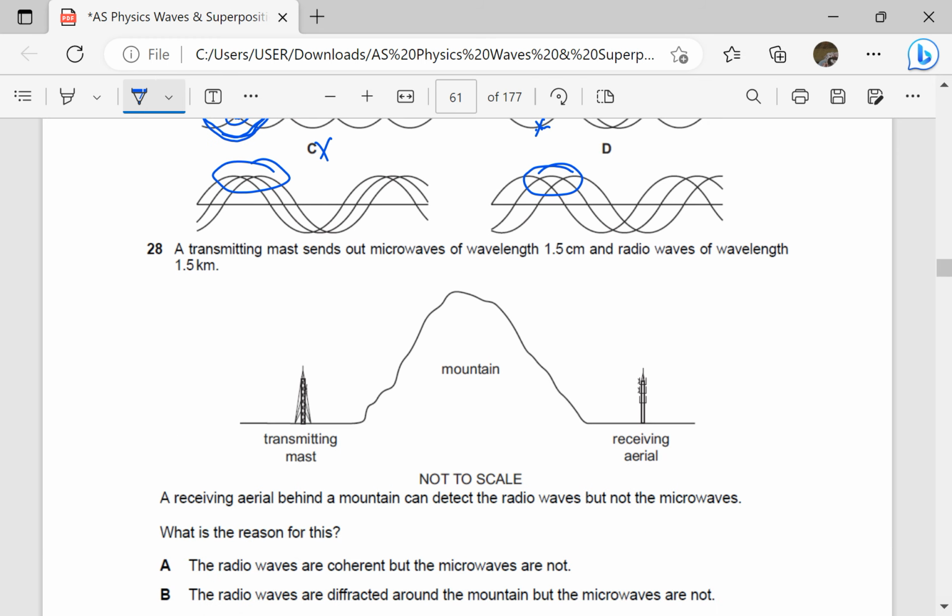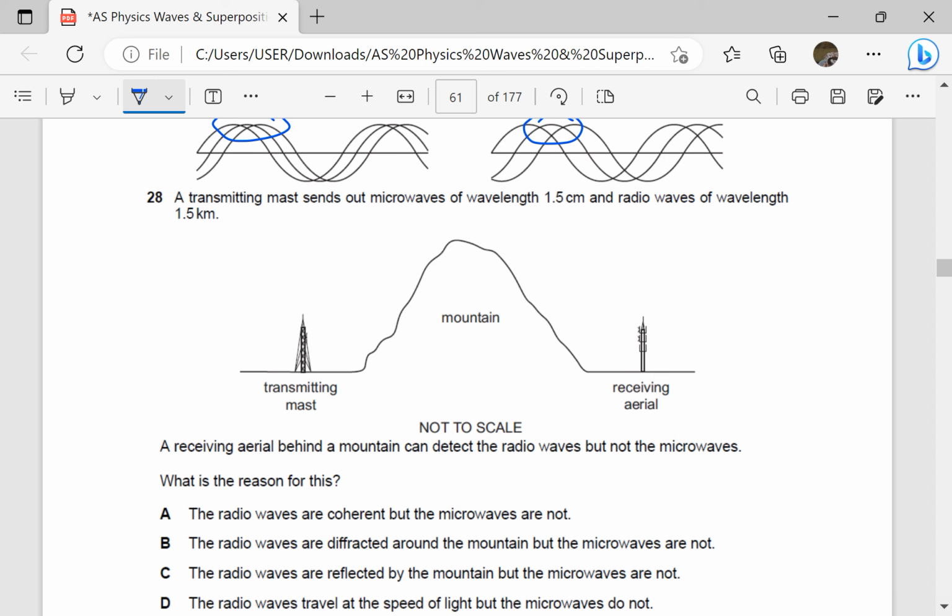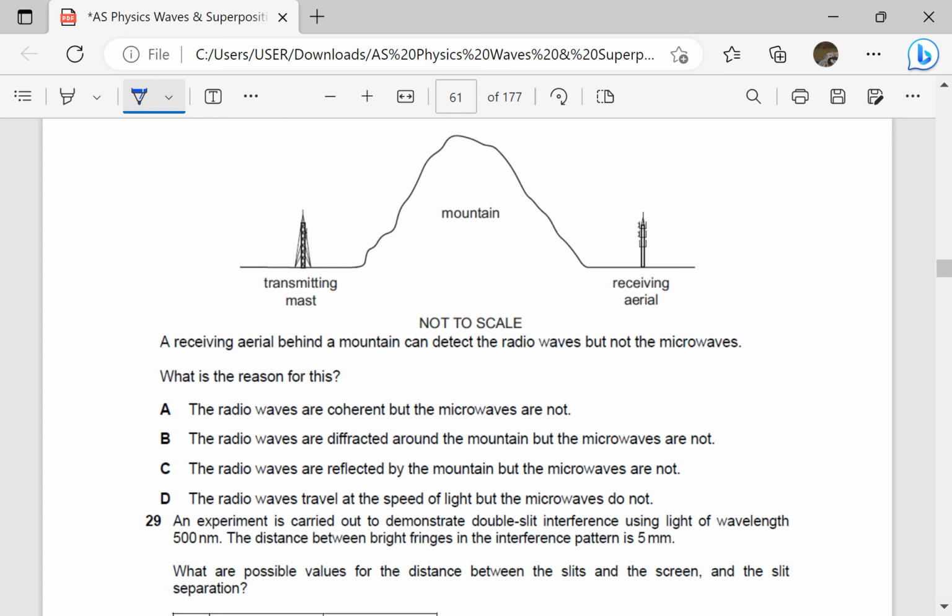A transmitting station must send out microwaves of wavelength 1.5 centimeters and radio waves of wavelength 1.5 kilometers. A receiving area behind a mountain can detect the radio waves, but not the microwaves. What is the reason for this? Number one, the radio waves are coherent, but the microwaves are not. That is not the reason.